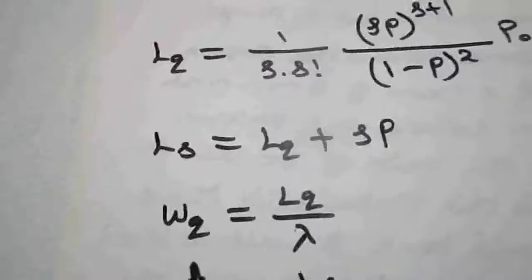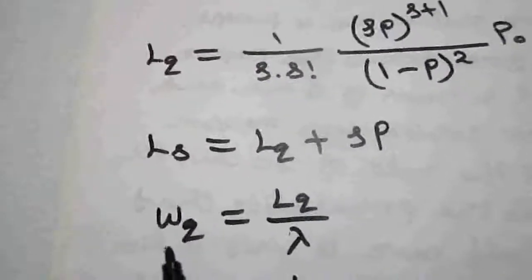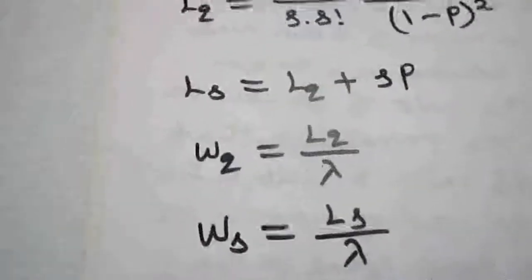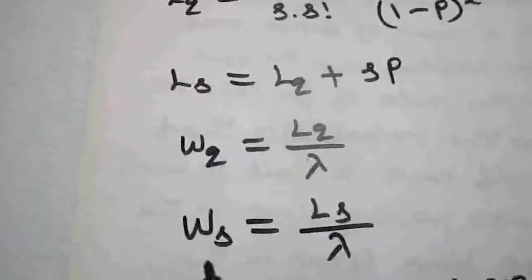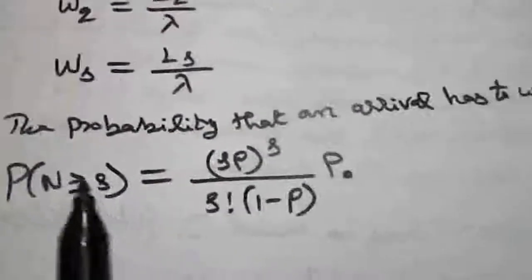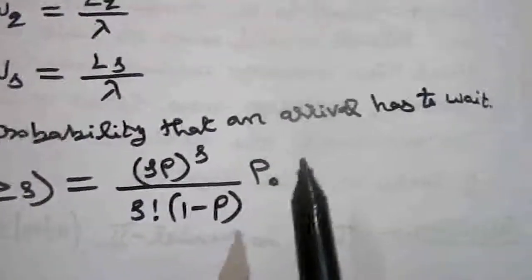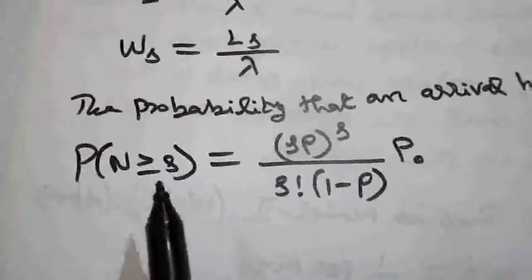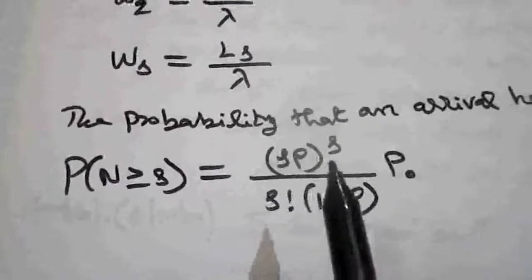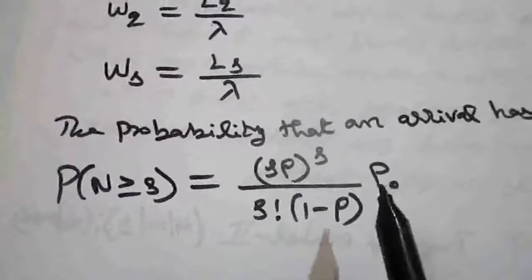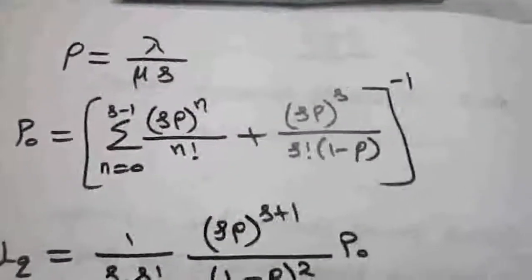And WQ, the waiting time of a customer in the queue, is LQ by lambda. And WS, the waiting time of a customer in the system, is LS by lambda. And another one, the probability that an arrival has to wait for service, the formula is P of n greater than or equal to s is (s rho)^s by s factorial into (1 minus rho) into P0. So these are all the required formulas for this model.